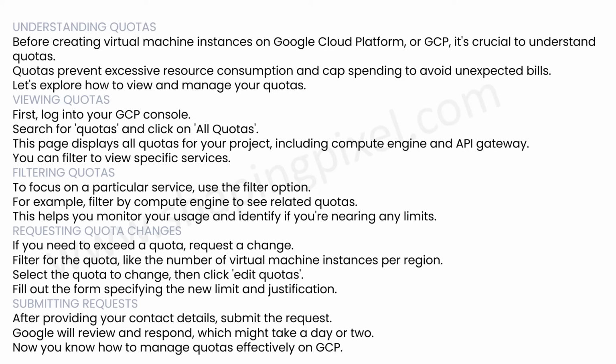If you need to exceed a quota, request a change. Filter for your quota, like the number of virtual machine instances per region, select the quota to change, then click Edit Quotas. Fill out the form specifying the new limit and justification. After providing your contact details, submit the request. Google will review and respond, which might take a day or two. Now you know how to manage quotas effectively on GCP.